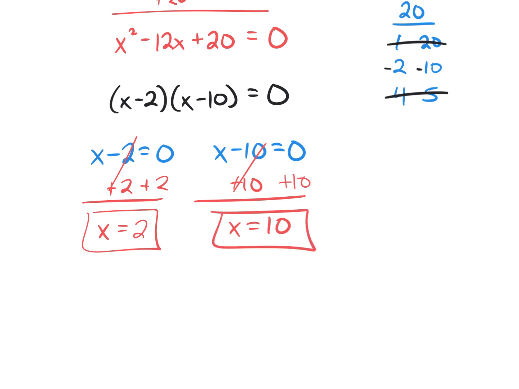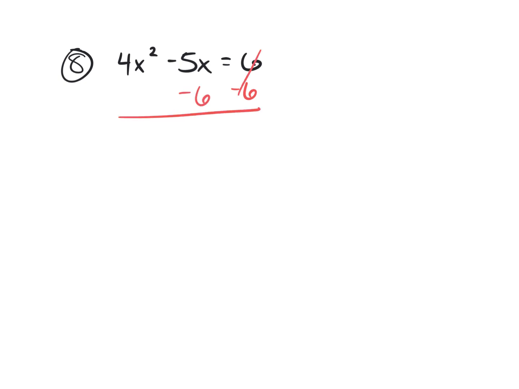Okay, let's talk about number 8. Last one we're going to do here. Number 8. I have 4x squared minus 5x equals 6. Can I solve this yet? Why not? Got to get it to equal 0. How do I get it equal to 0? Subtract 6. So I have 4x squared minus 5x minus 6 equals 0. Remember, we always solve by doing what? Factoring.